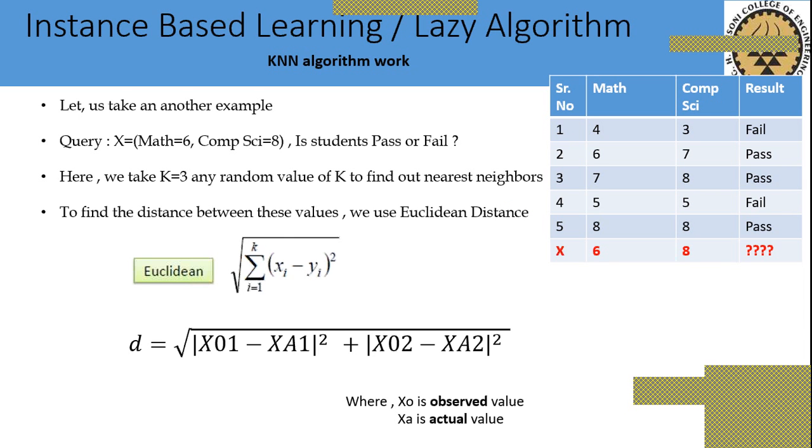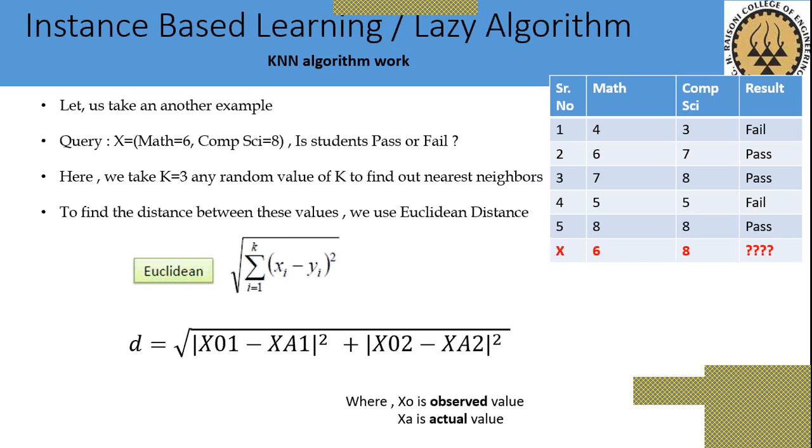Here is another example to elaborate the KNN algorithm. Let us consider I have one data set. In that data set, I keep the marks of the math subject and the computer science subject and the result of the student. So I have 5 student results with me, and they have marks like 4 in math and 3 in computer science, 6 in math and 7 in computer science, and so on, and their respective results: fail, pass, pass, fail, pass.